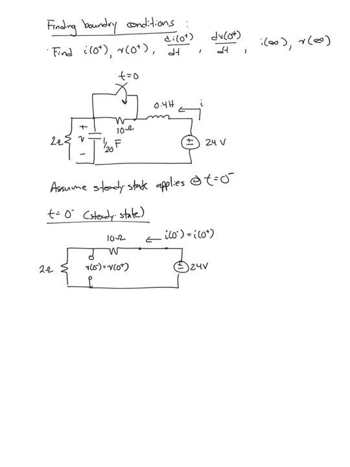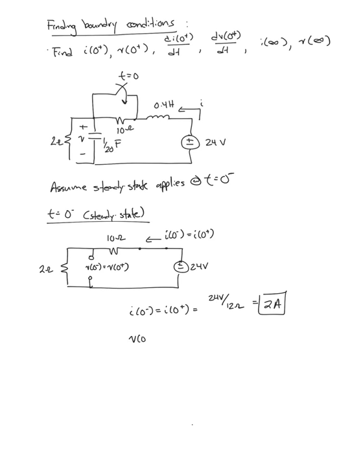Okay, so now we just need to solve this circuit for V and I. Noting that the 10 ohm resistor is just in series with the 2 ohm resistor, we can find the current pretty quickly as 24 volts divided by the entire series path of resistance, which is 12 ohms. So initial current is 2 amps.